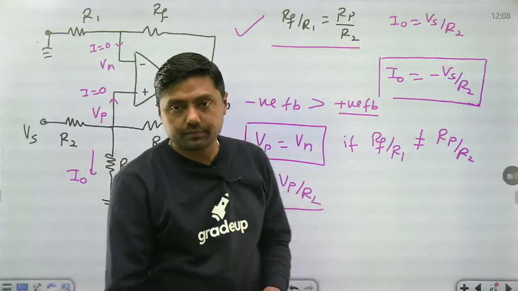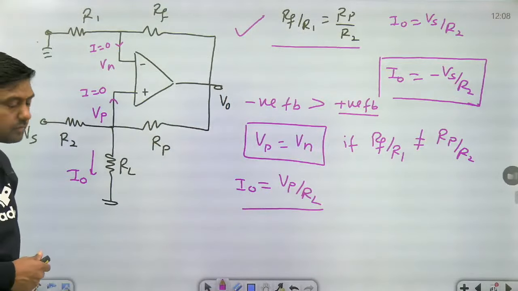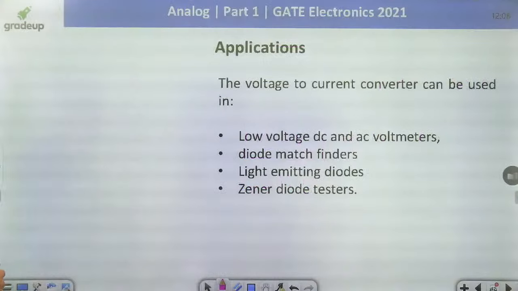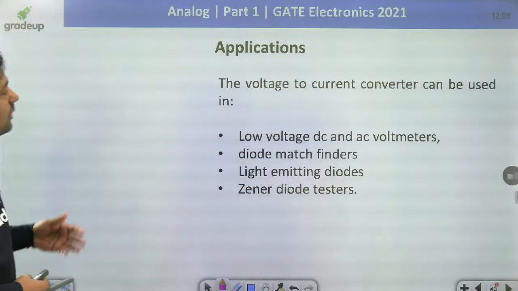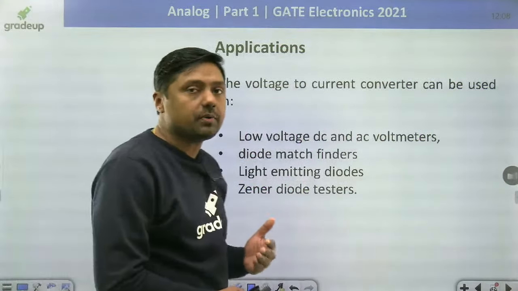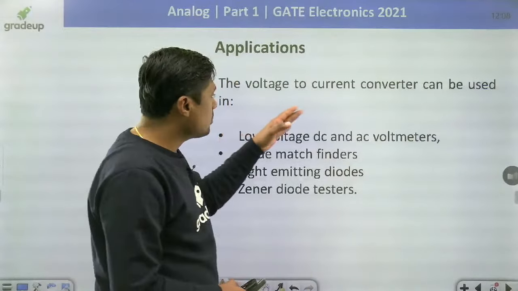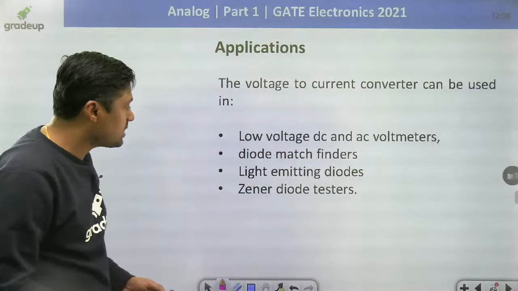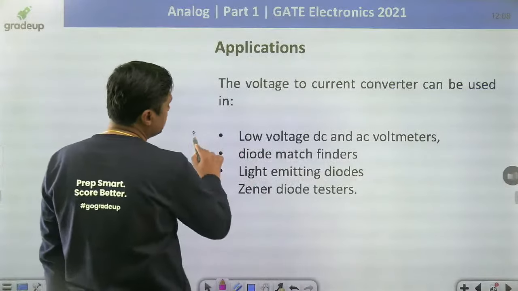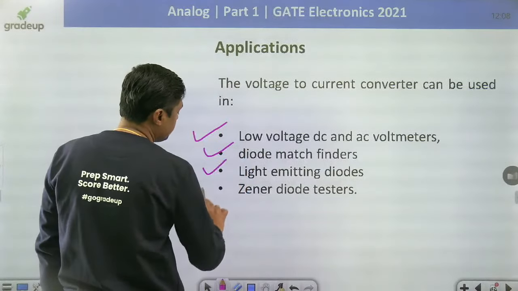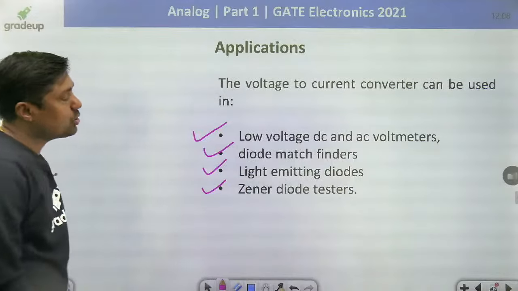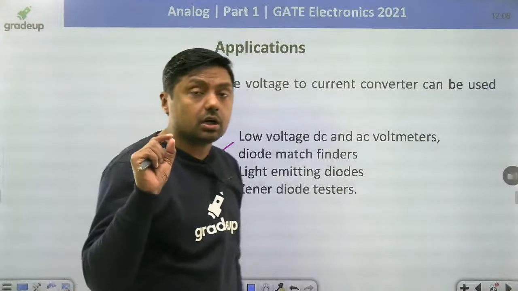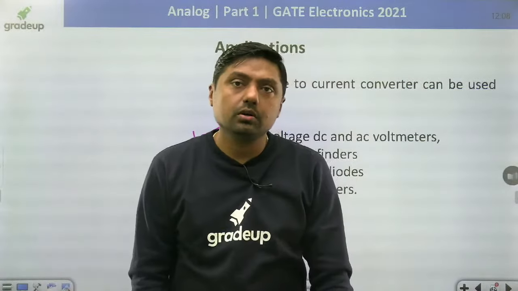Now, next point: applications. This is because it is an MSQ, multiple selection question. Voltage to current converter, low voltage DC and AC voltmeter, diode match finders, light emitting diodes, Zener diode tester. These are important applications, the applications of the voltage to current converter.